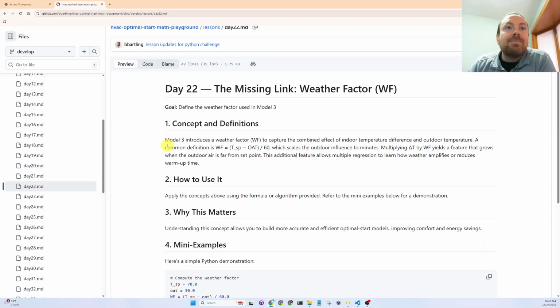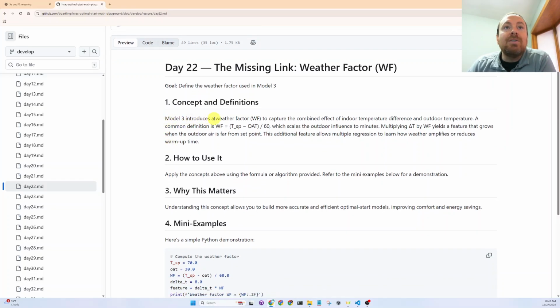Okay. Model 3 introduces a weather factor, WF, to capture combined effects of indoor temperature differences and outside air temperature. A common definition is weather factor equals temperature set point minus outside air temperature, divided by 60, which scales the outside air influences to minutes. This is pretty similar to what we did with Model 2.